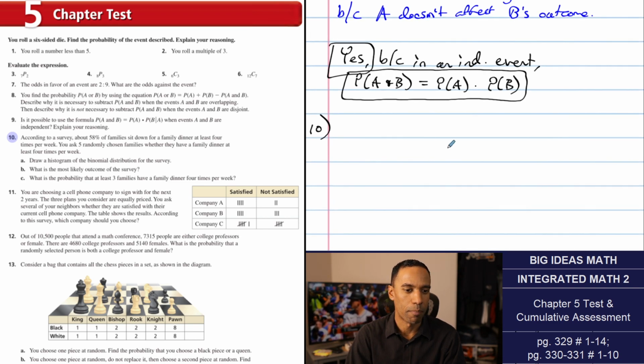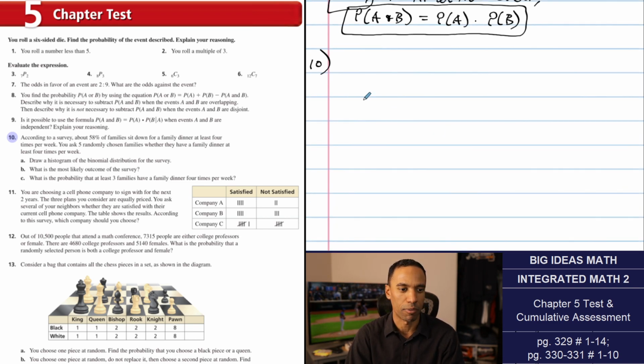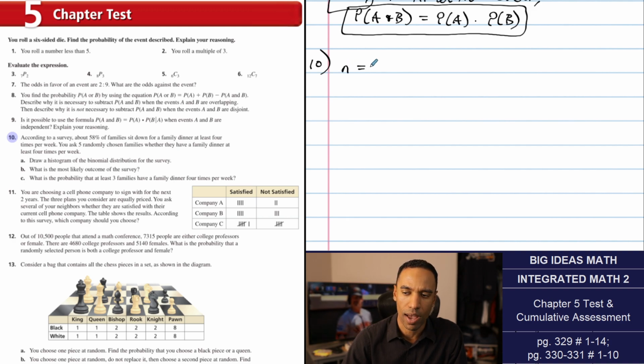Draw a histogram of the binomial for the survey. Binomial distribution for the survey. So this is one where I might have to do some pausing in between, but let's see. You ask 5 randomly chosen families. So N is 5. That's the 5 trials. Probability of success is 58%.